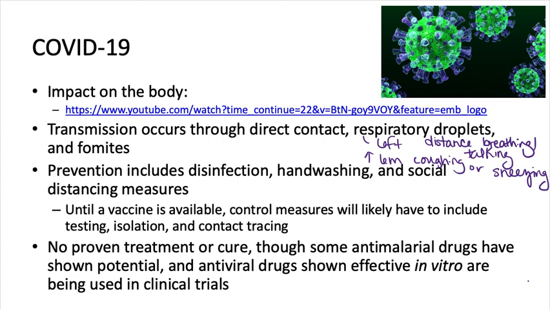However, looking at an anti-malarial drug is not as effective of an approach compared to looking for an antiviral drug more specifically. There are some antiviral drugs that have been developed and shown to be effective against SARS replication in vitro, which means in a test tube, and they're now being pursued in clinical trials. Clinical trials for both treatments and for vaccines will take time. The minimum time is about 18 months.